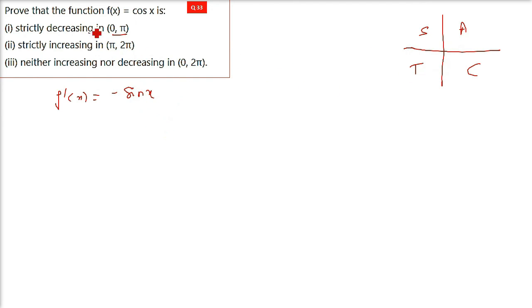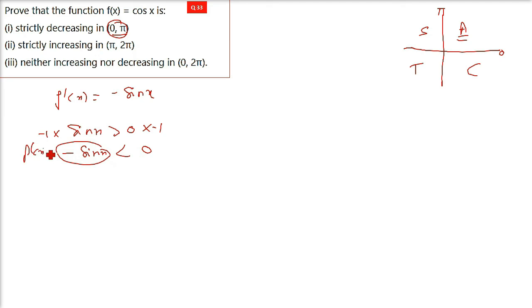Now we have this −sin x in (0, π). All are positive here, so sin x will be positive here. It will be greater than 0. Multiply both sides by −1. It will be −sin x, which is less than 0, because the inequality will change. So −sin x is less than 0, that is, f'(x) is less than 0, that is, it is strictly decreasing in (0, π).